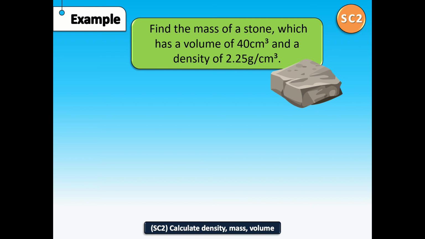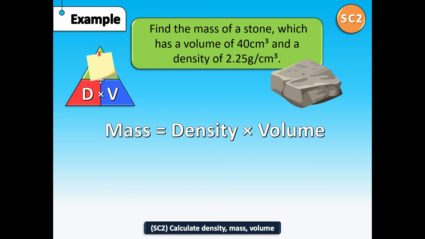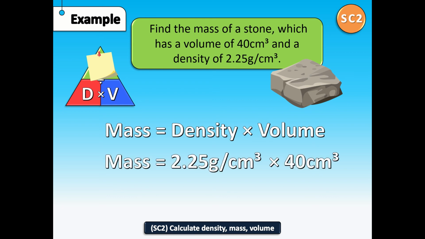This question says find the mass of a stone which has a volume of 40 centimetres cubed and a density of 2.25 grams per cubic centimetre. We want to find mass, so we cover up M for mass, and that tells us to do density times volume. So we do 2.25 times by 40. So the mass is 90 grams. We know it's going to be in grams because the density is in grams per cubic centimetre.